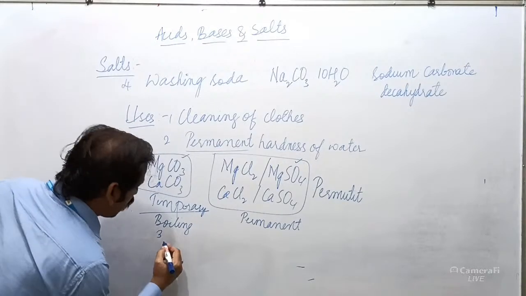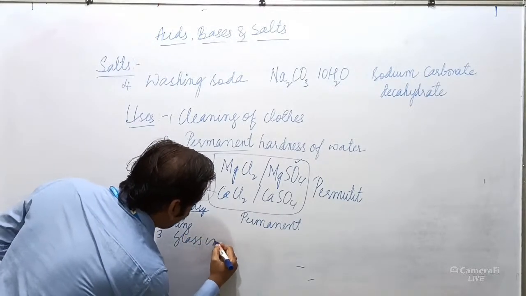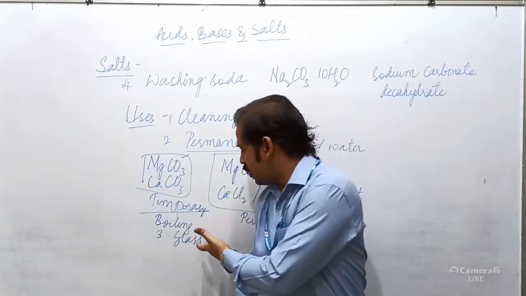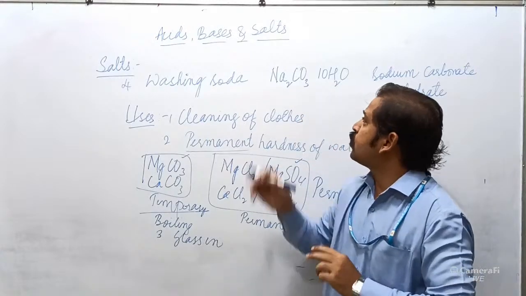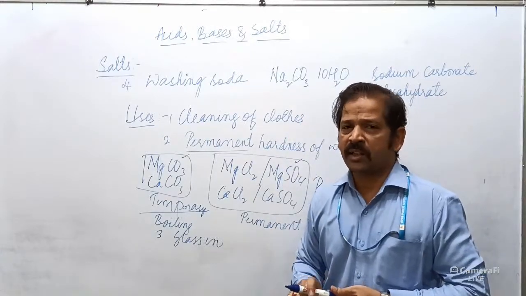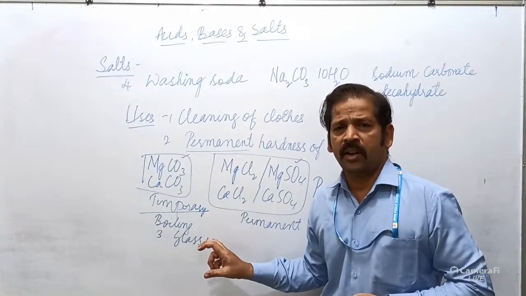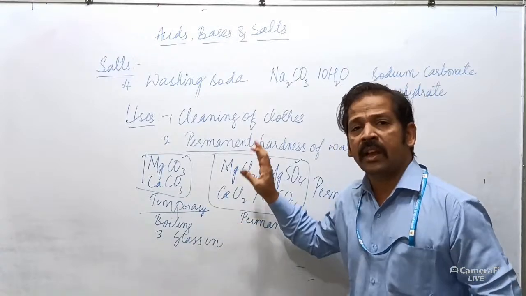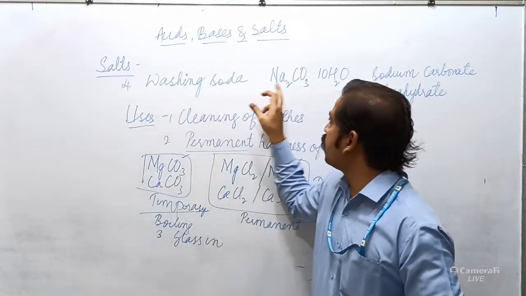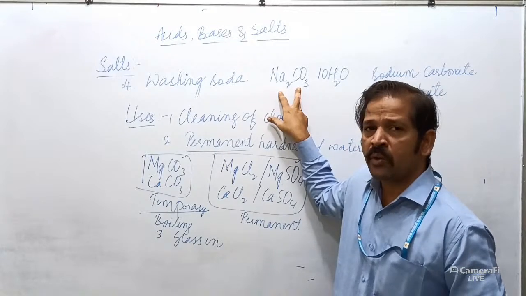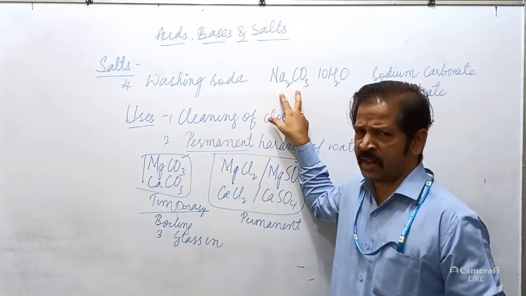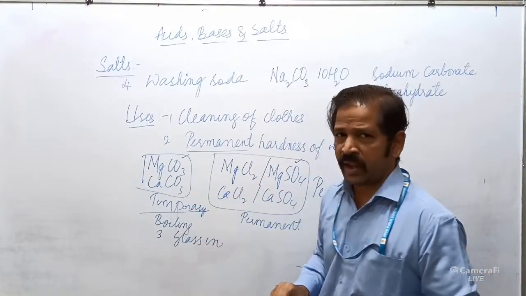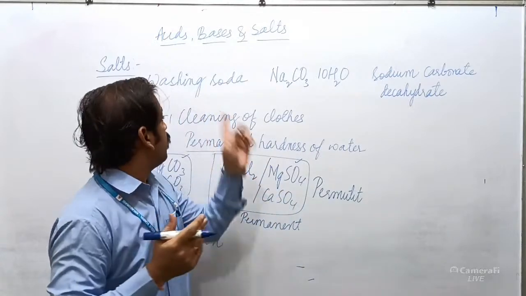Yes, the third point: it is also used in the making of glass. In the glass industry, they are using this salt, sodium carbonate, for the making of glass. It is a raw material used to make glass. Okay, these are the points related to washing soda.